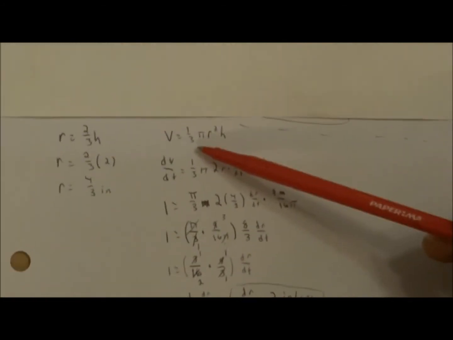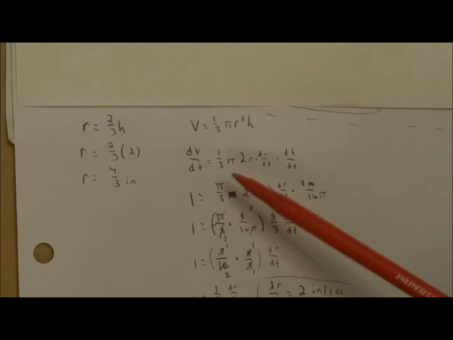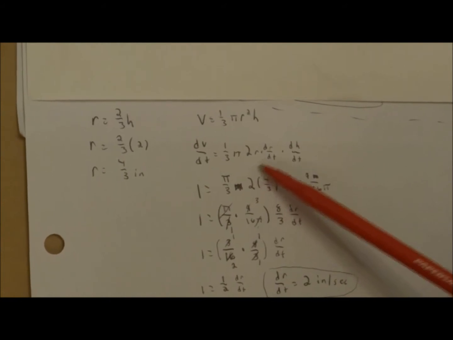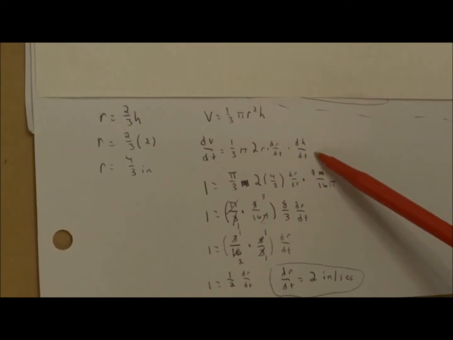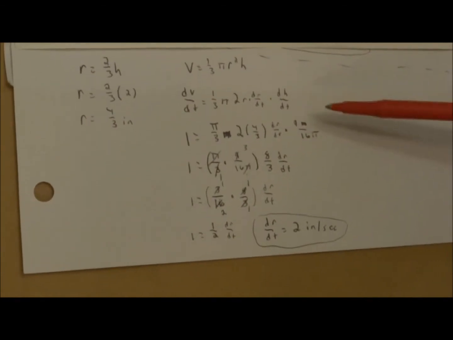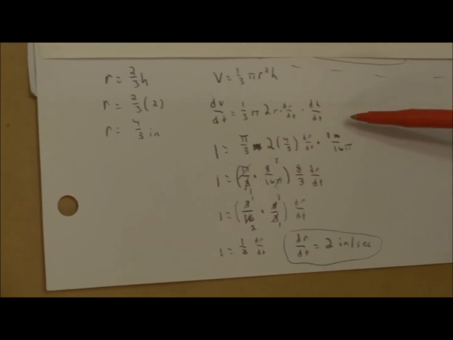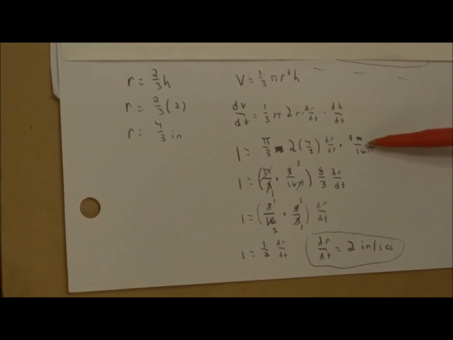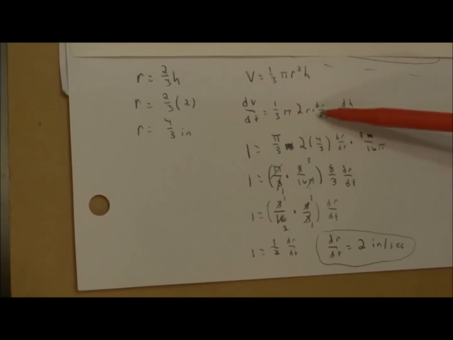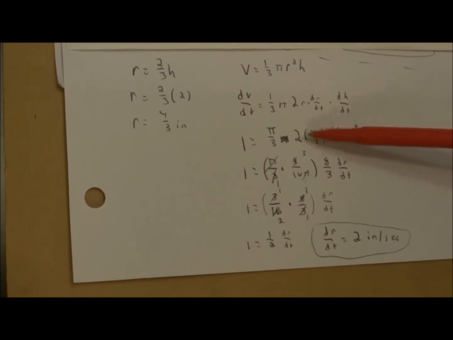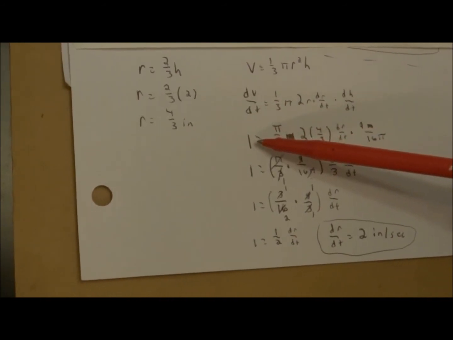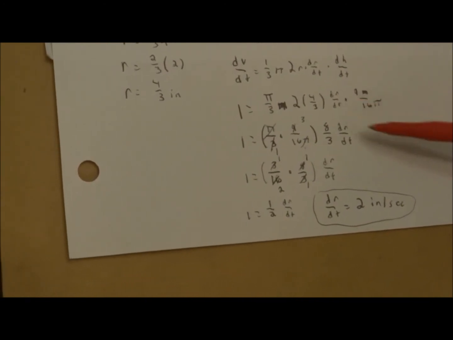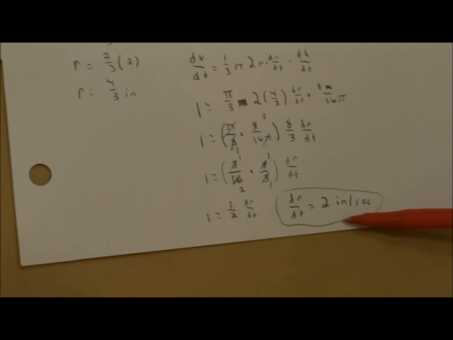Then, use the volume formula and find the derivative, finding that dV over dt is equal to 1/3 pi times 2r times dr over dt times dh over dt. From there, plug in the givens and the other information which we already know from previous equations, including dh over dt equals 9 over 16 pi, r is equal to 4/3, and dV over dt is equal to 1 cubic inch. From there, solve for dr over dt, and find that dr over dt is equal to 2 inches per second.